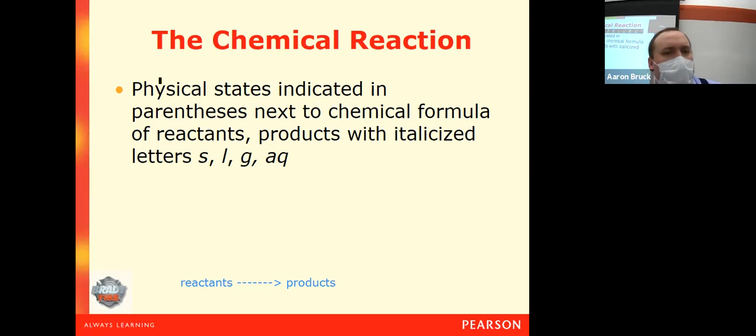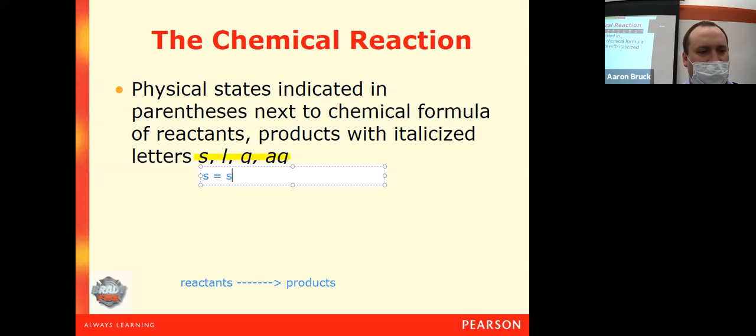Now, a chemical reaction is capable of giving us as much or as little detail as we want. One of the details that can be given to us are the physical forms that each of the reactants and products are currently in when the reaction takes place. Those physical states of matter are indicated by these letters, S, L, G, and AQ.